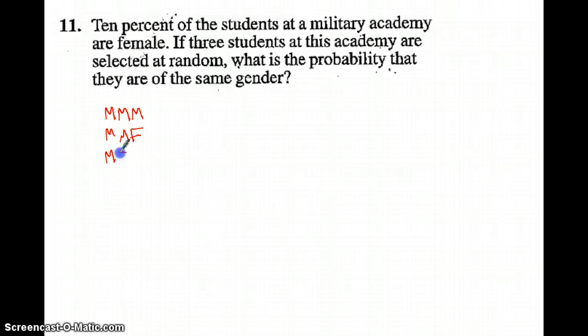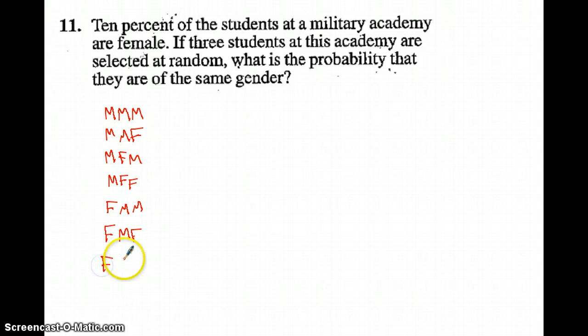I could have this. I could have, it's like tossing a coin 3 times, right? That's all the ways you could start with male. Then there's all the ways to start with female. Now you don't have to do all this. You don't have to list all the possibilities. I'm trying to be systematic here, and I'm also trying to talk to you at the same time, which is kind of difficult to do.